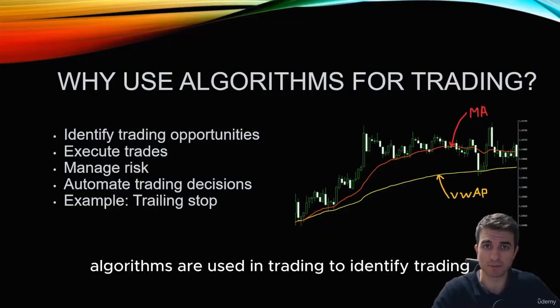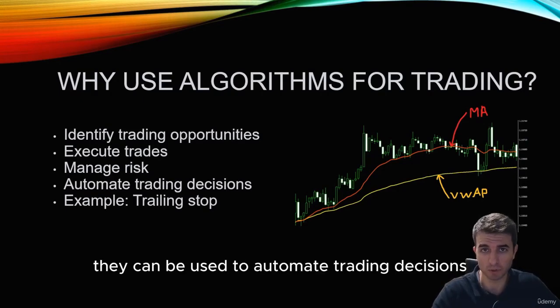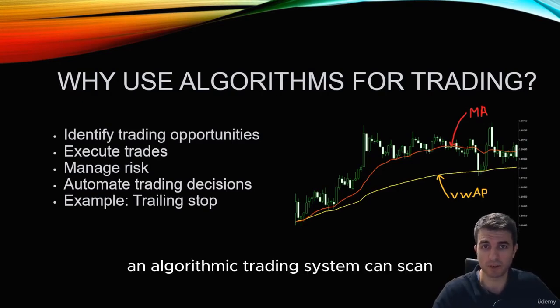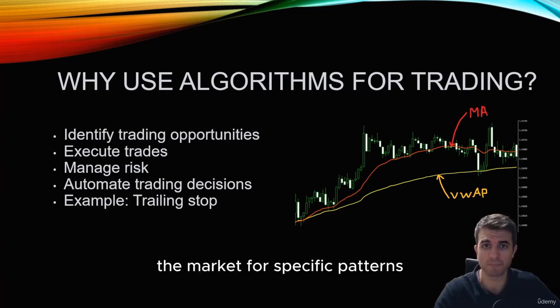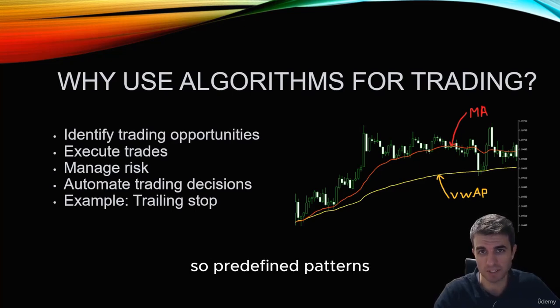Algorithms are used in trading to identify trading opportunities, execute trades, and manage risk. They can be used to automate trading decisions. For example, an algorithmic trading system can scan the market for specific patterns, such as moving averages or support and resistance levels, and execute trades based on these patterns, so predefined patterns.